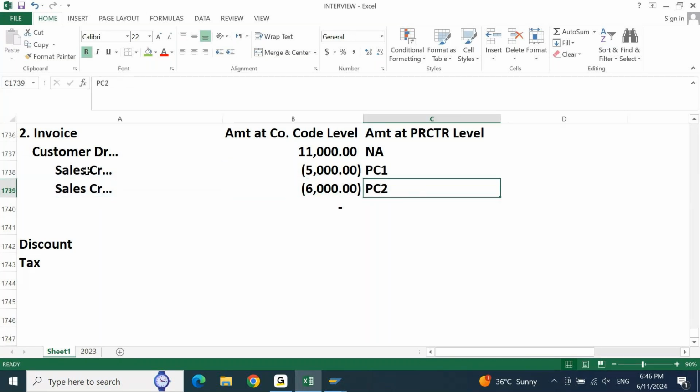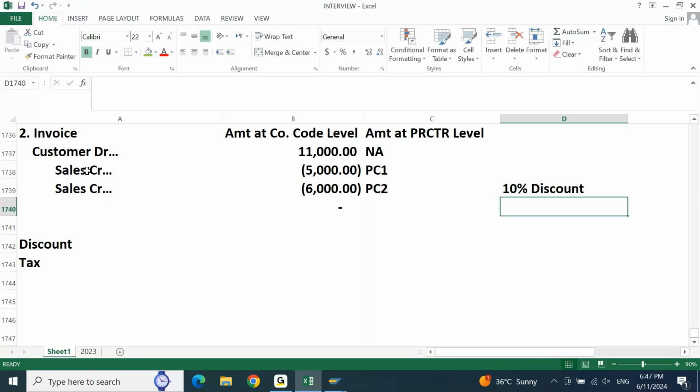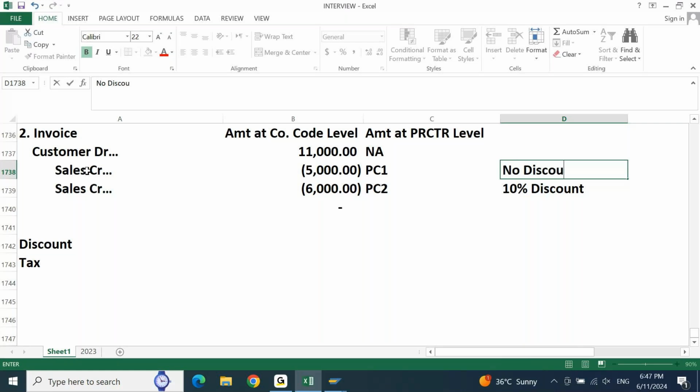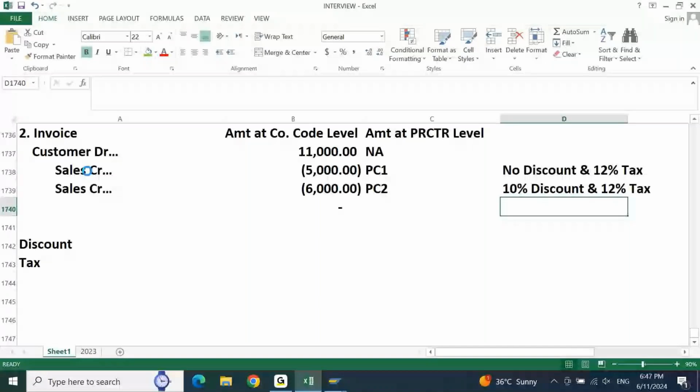For example, if this has got a 10% discount, and this has got no discount, and both are having, let's say, 12% tax. Similarly here, 12% tax. You need to understand if these are coming from the same line item or the same transaction, how are we going to account it? How is the system going to split the entry?